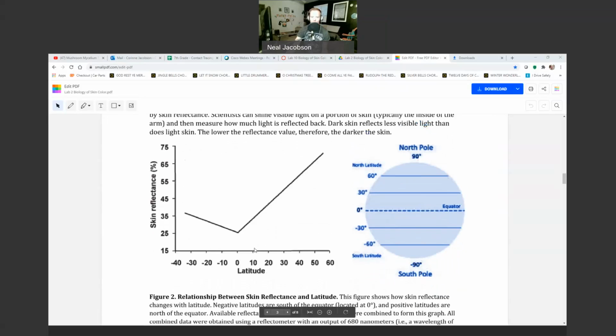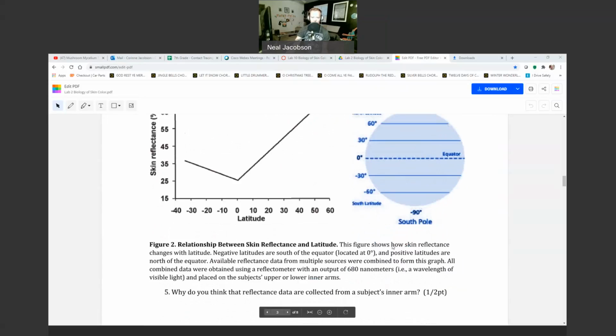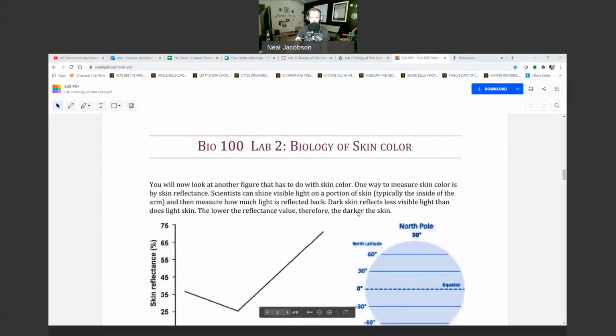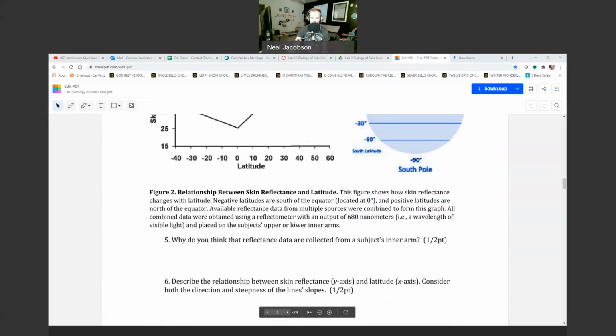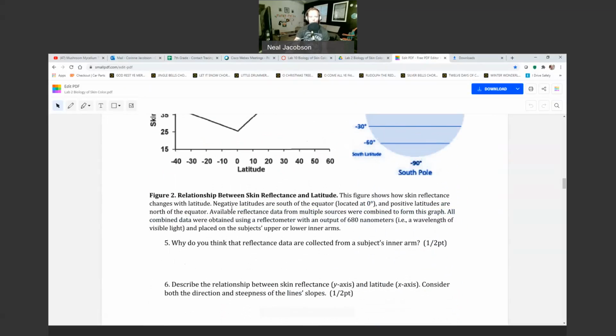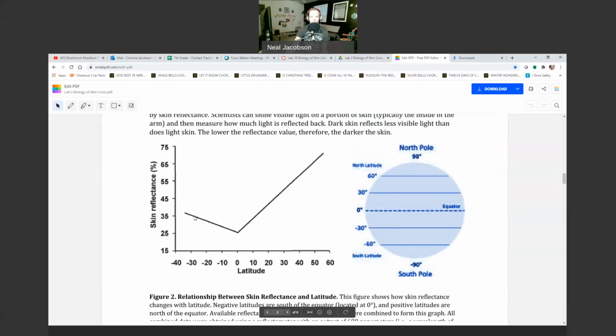And then they've associated. So what they did was they took a bunch of people. Let's see, it doesn't really say how they did it. It said available reflectance data from multiple sources were combined to form the graph. All combined data were used the reflectometer with an output of 680 nanometers. So that's a visible light spectrum. Okay. So anyways, what we can see here is that they took these samples of people, populations from all different latitudes on the Earth, and then measured their inner arm reflectancy.